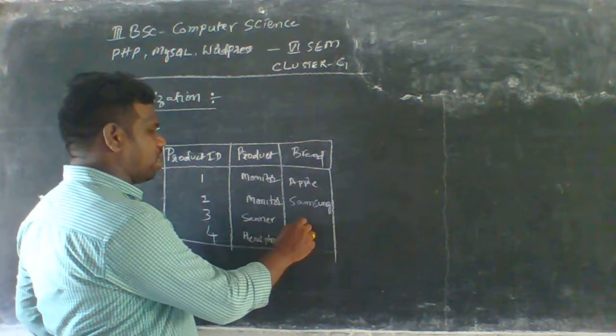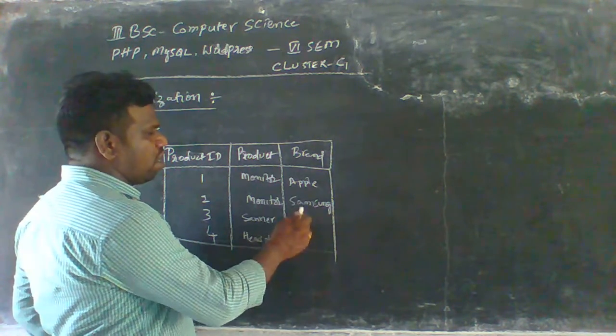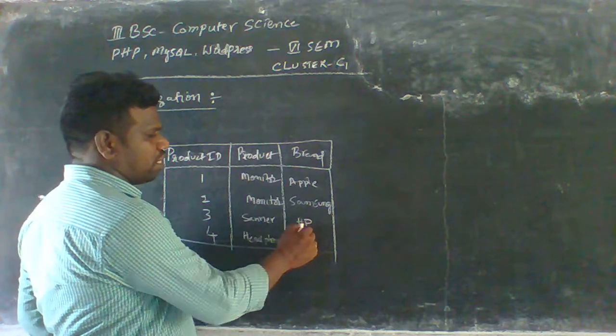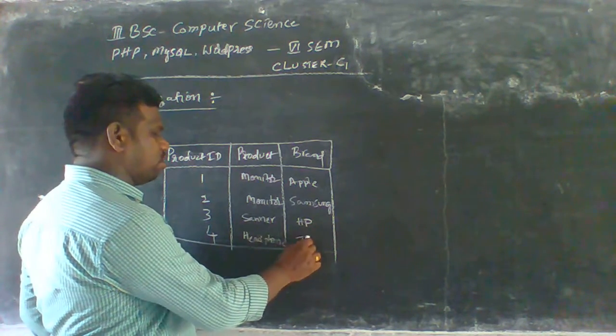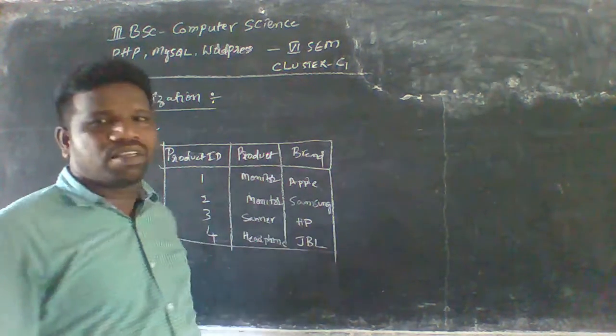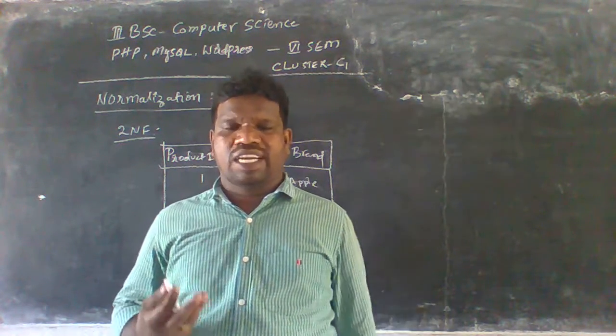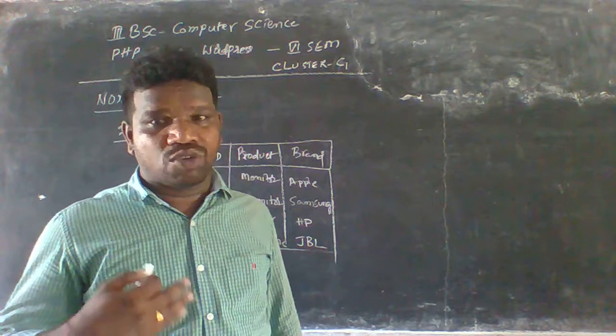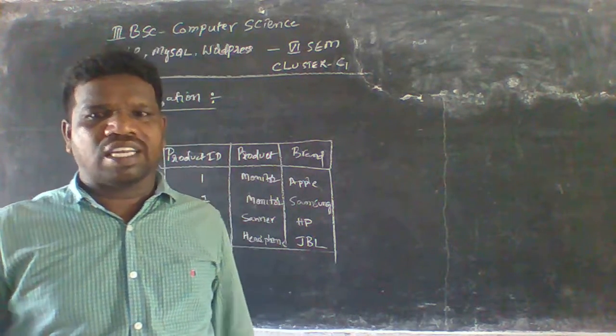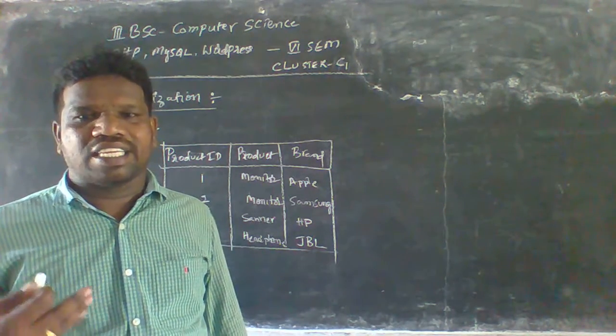Scanner company either HP or Samsung, whatever it may be. We use Samsung, and for headphones we use the JBL company. So these are the tables. Now the product table falling in the 2NF, that means second normal form, is called the product category table.